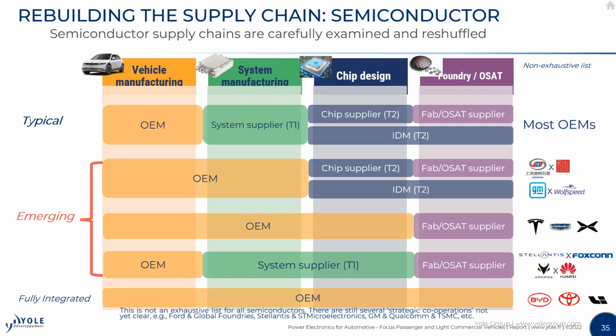We see emerging business models that are less well defined. Some companies like GM will do both vehicle and system. Some companies, for example Tesla, will go from the vehicle up to the chip design. We also have companies like Foxconn or Huawei that will not go up to vehicle manufacturing, but will expand their know-how to do both chip design and system manufacturing. And the last thing is that some companies will be fully integrated. The case, for example, of BYD, which will do vehicle, system, and chip design up to the foundry level.